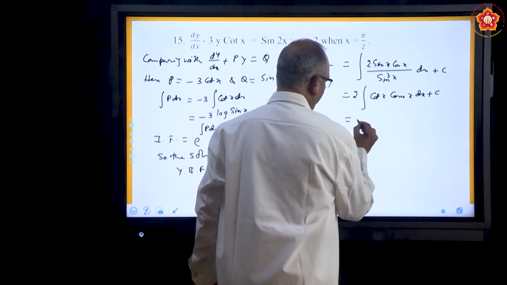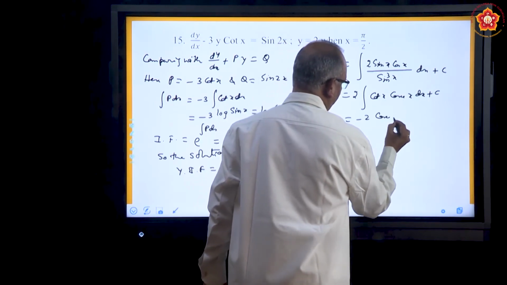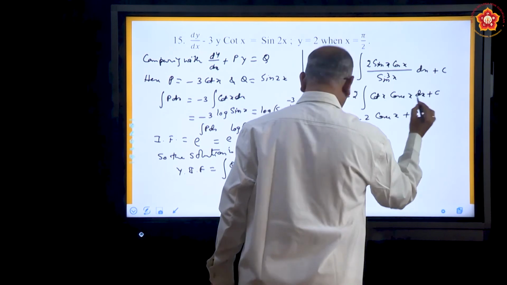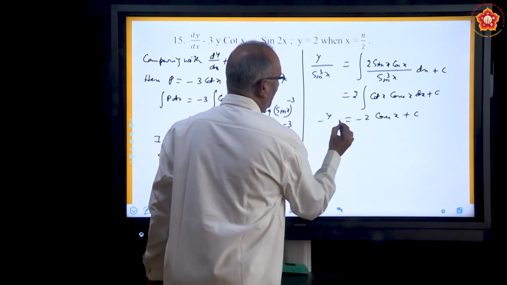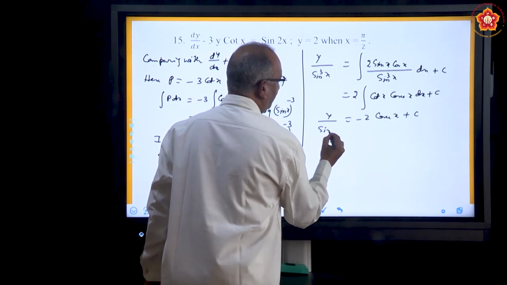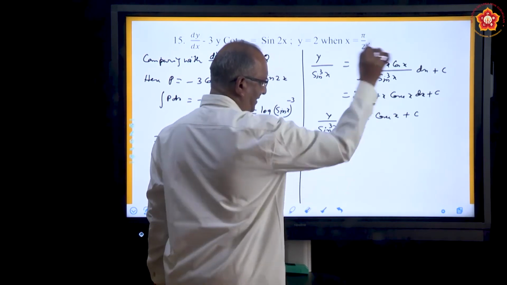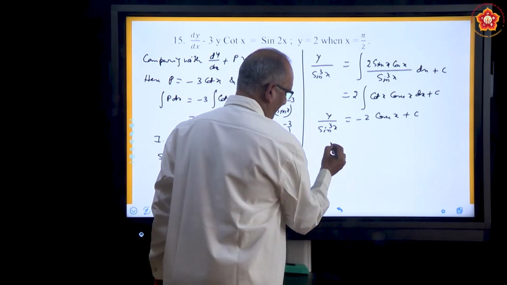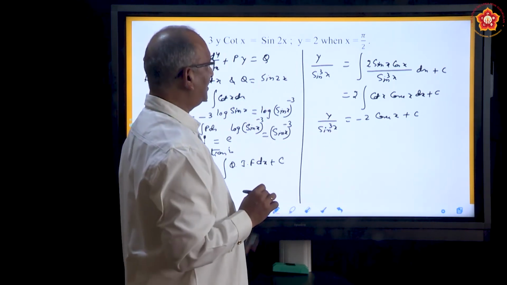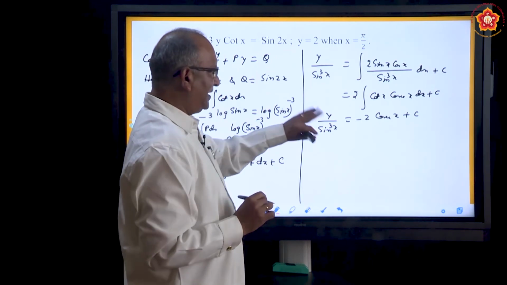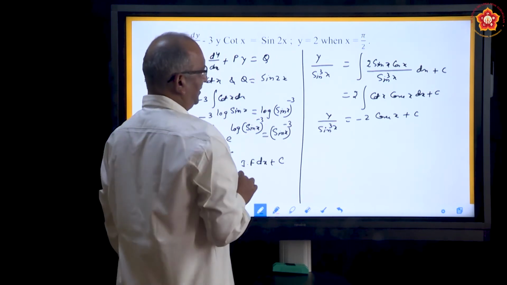So, this will become minus 2 cosec x plus c. And what you have here? Here we have y upon sine cube x. So, what you do, take sine cube x that side, you will get y. Or even before that, to make it a little more simple, because it is a particular solution, here itself find out c. How to find out c?